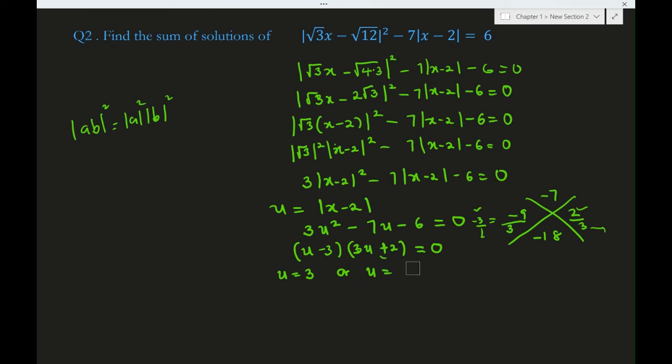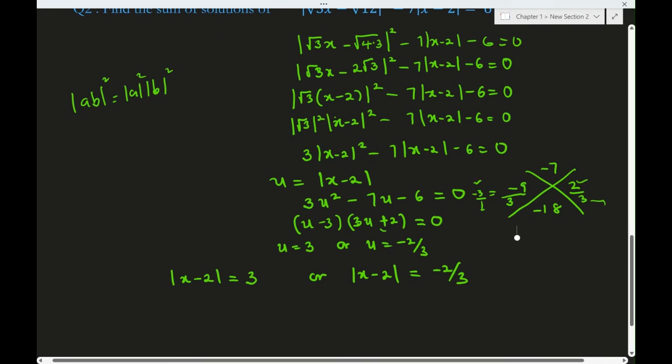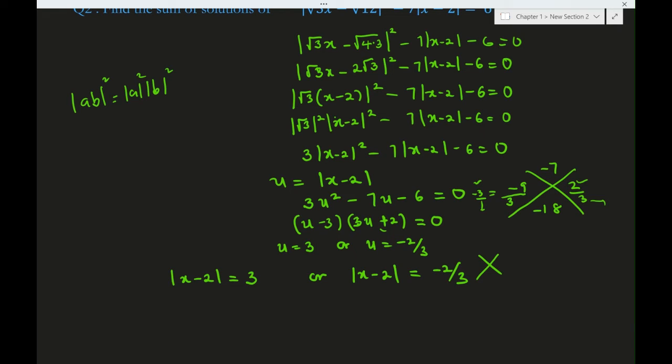Now, let's bring back what u is. What is u from the beginning? u is the absolute value of x minus 2. It equals 3. That's what it means. Or the absolute value of x minus 2 equals minus 2 over 3. Now, clearly, we can reject this one, because an absolute value cannot be negative. So we have this to deal with.